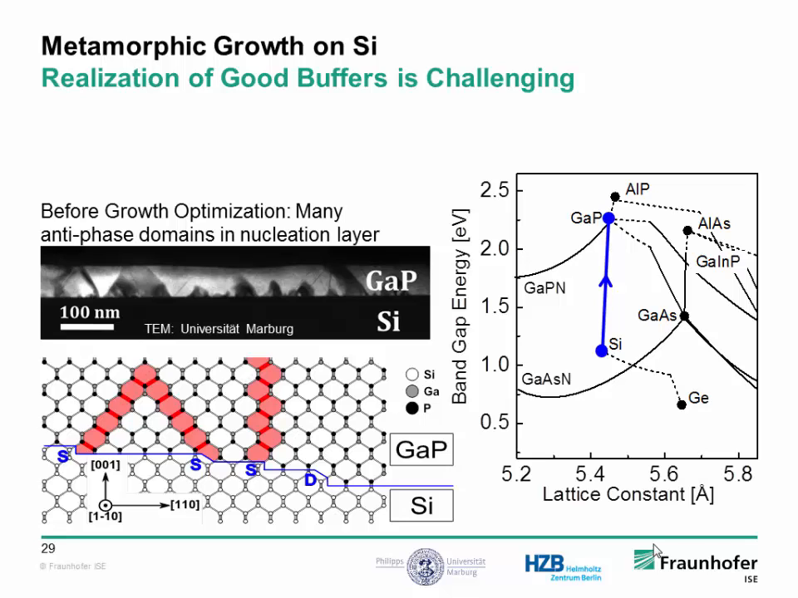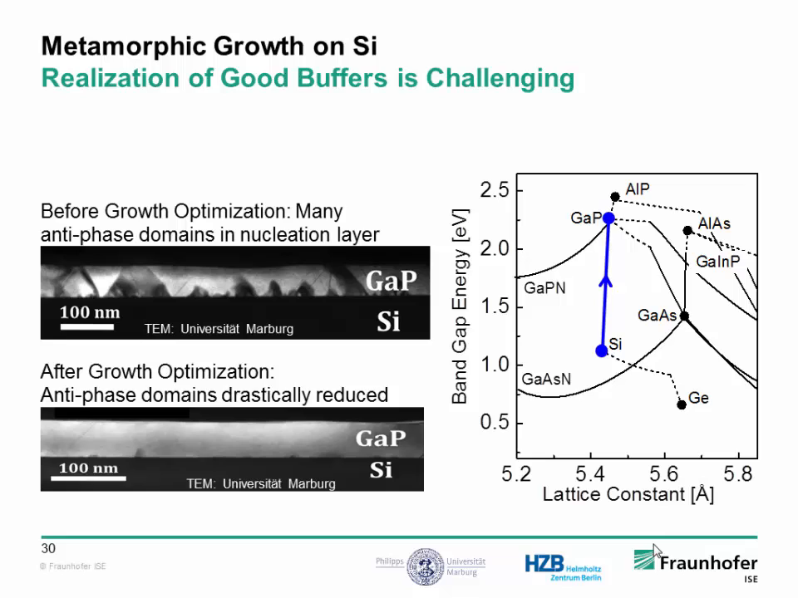So this is also a TEM picture here from the University of Marburg made on our samples, where we start to grow a gallium phosphide nucleation layer on silicon. And all these dark triangles are basically these anti-phase domains. So we optimized the growth conditions, and then you can see after optimization you can get nearly perfect gallium phosphide material on silicon.